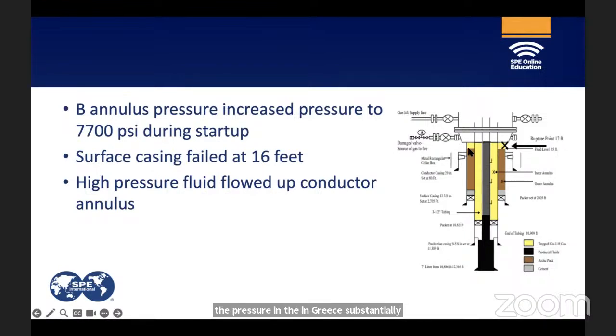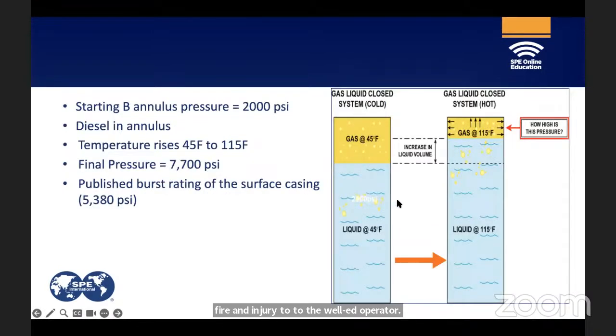The pressure increased to 7,700 psi during startup, which resulted in a surface casing burst and release of that expanded gas, resulting in a small fire and injury to the wellhead operator. So this is a pictorial description of what had happened.